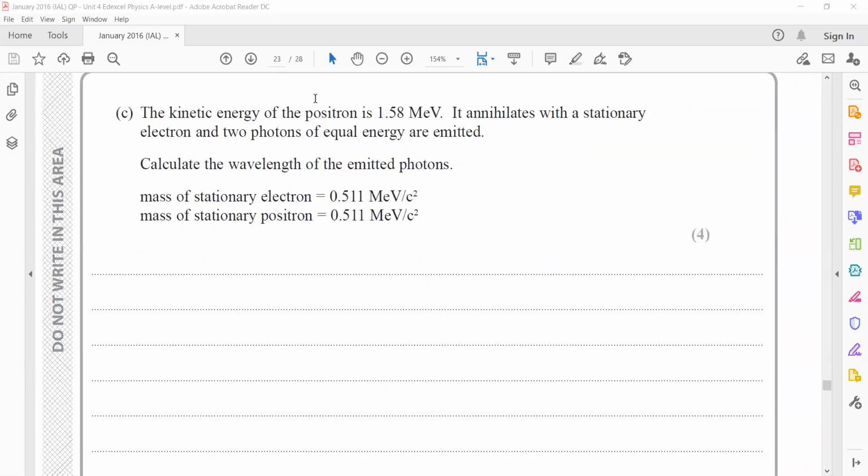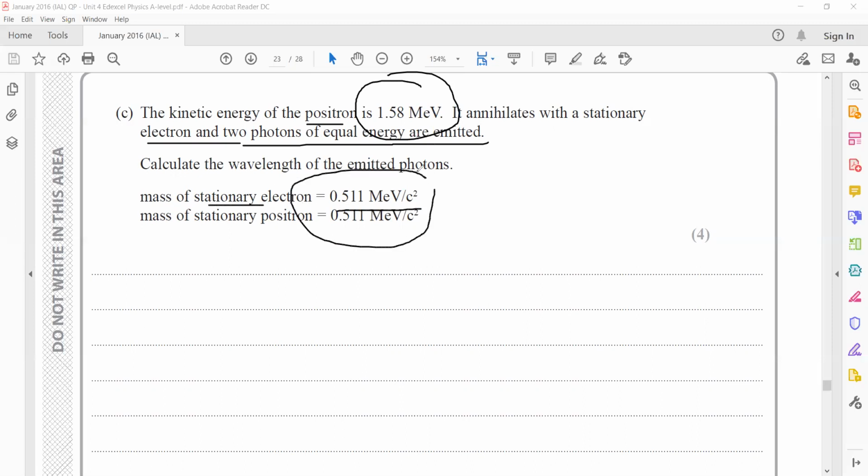Next part: the kinetic energy of a positron is 1.58 mega electron volt. It annihilates with a stationary electron and two photons of equal energy are emitted. Calculate the wavelength of the emitted photon. The masses are given. Actually, the advantage of having mass in mega electron volt per c squared or giga electron volt per c squared is that we can identify the equivalent energy which is released.